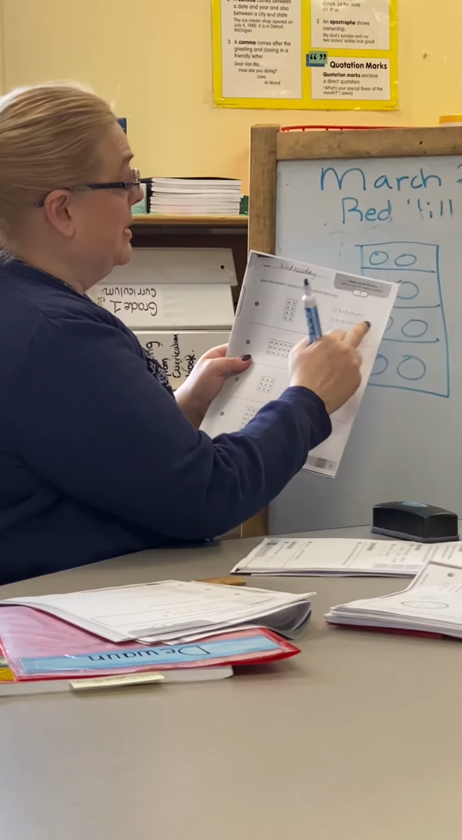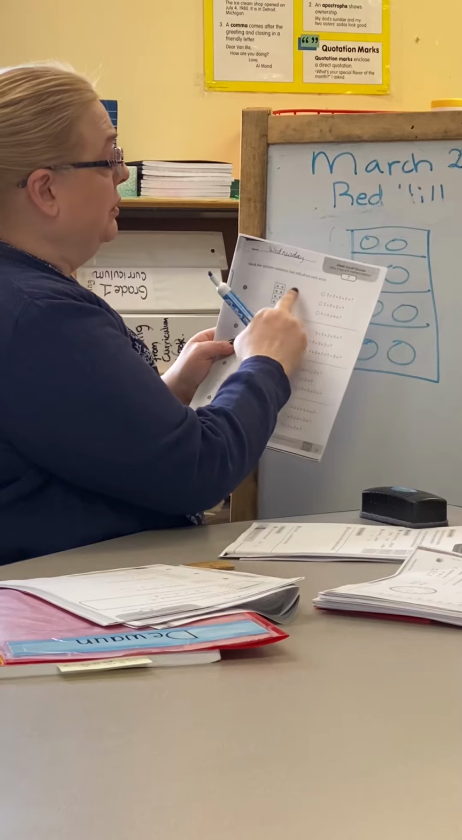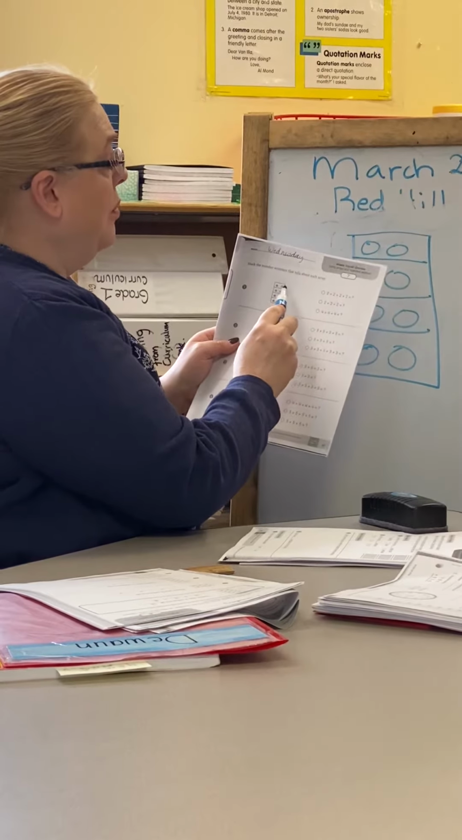So we know it can't be number 2. So we look at number 1. It says there are 4 2s. How many 2s do we have? 1, 2, 3, 4. So we know that the one we have to pick is number 1.